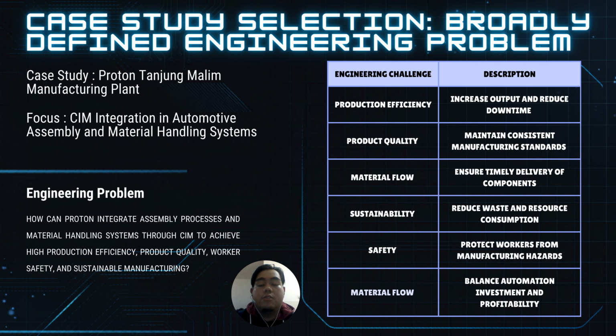This case study focuses on Proton Tanjung Malim manufacturing facility and its use of CIM integration to support automotive production. The engineering challenge extends beyond simply manufacturing vehicle. Proton must simultaneously improve production efficiency, maintain product quality, optimize material flow, enhance worker safety, and support sustainable manufacturing practice. These objectives often create conflicting requirements such as increasing production speed while maintaining safety and sustainability standards. Because the problem involves multiple constraints, the stakeholder, and possible solutions, it qualifies as a broadly defined engineering problem.